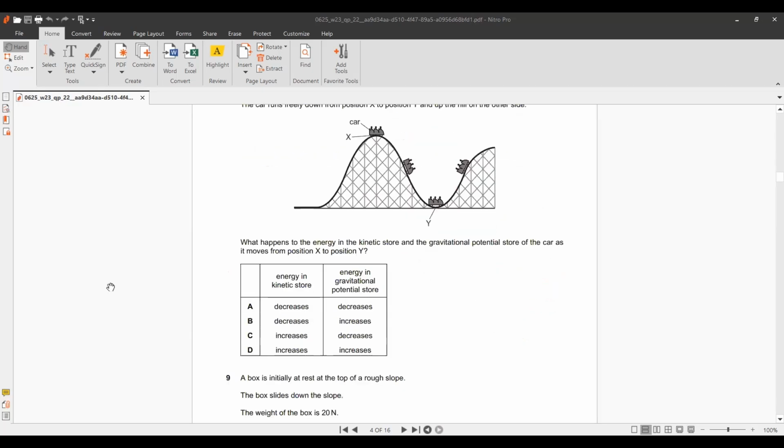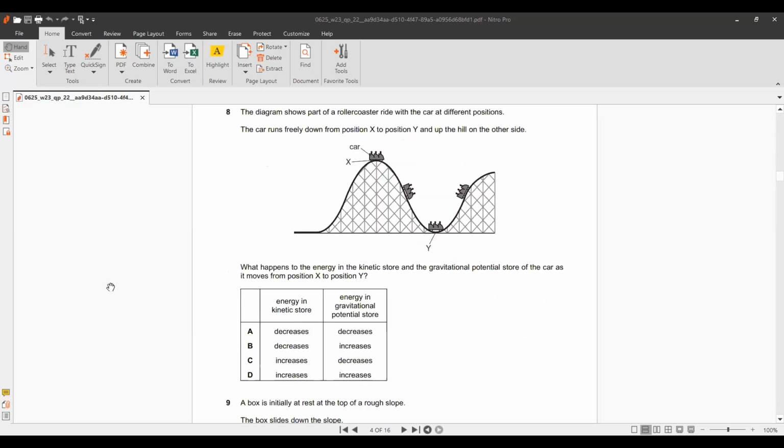Moving on to the next one. The diagram shows part of a roller coaster ride with a car at different positions. The car runs freely down from position X to position Y. Without reading the options, from X to Y, what will be the change of energy?